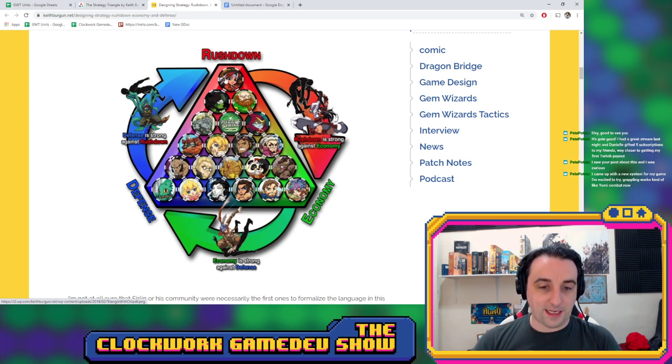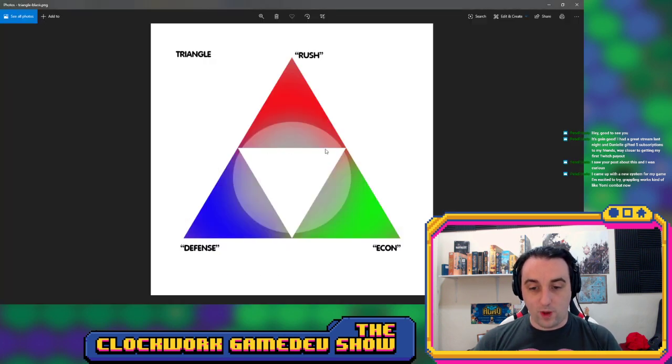The problem here is that you have characters that counter each other, right? Because as I was just explaining, defense is strong against rushdown. So the problem is, if I pick Jaina, you can counter me by picking Arg, right? That's something we want to avoid, and that's the reason that in my triangle, this white zone is the safe zone. This is where you want your characters to be, particularly around the corners of this white triangle.